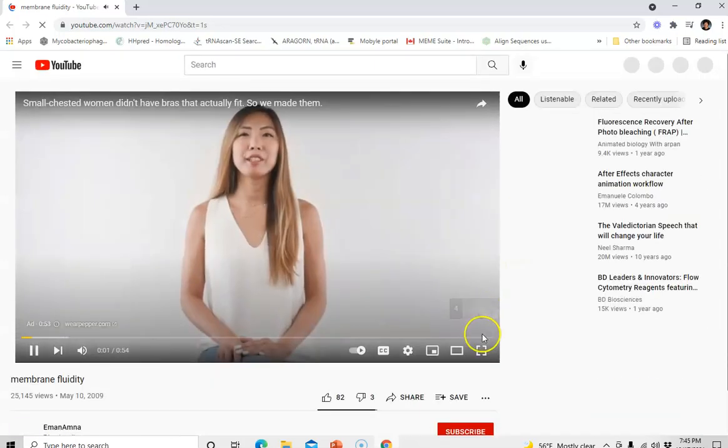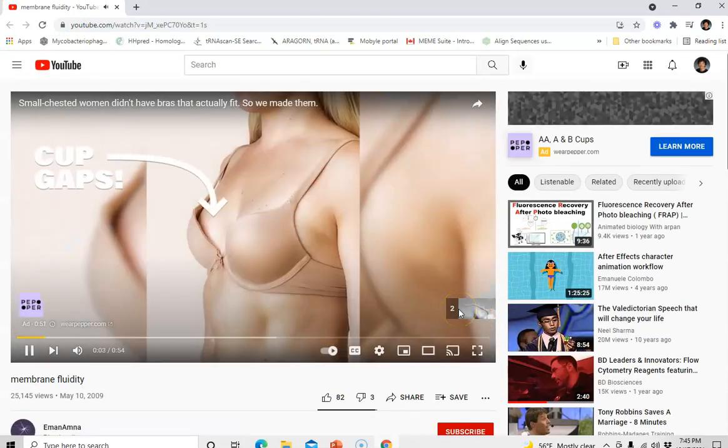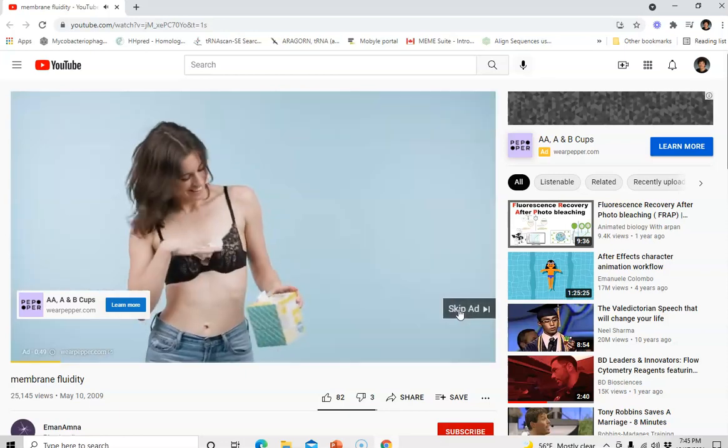I was never able to find a bra that fits my small chest. For as long as I can remember, being small was something to be.